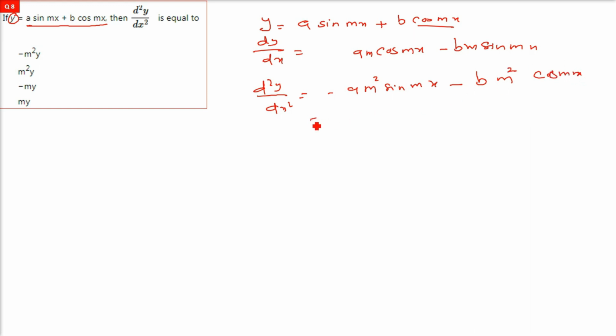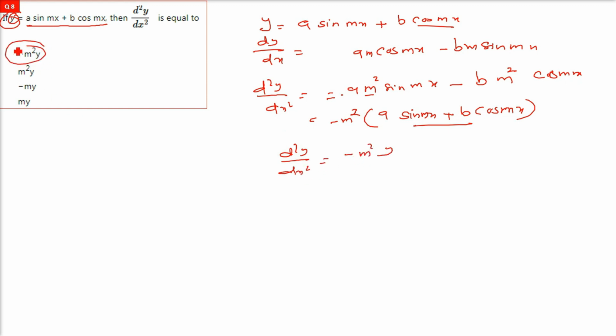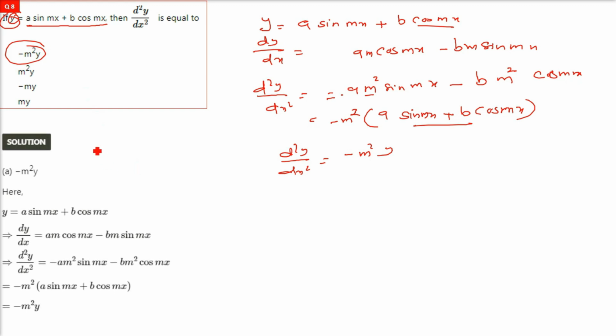So what we will do here is we will take negative m square outside. That is common. When you take minus m square outside, it will be a sin mx, because negative we have taken. So a sin mx plus b cos mx will be inside. So what is this? This is nothing but y. So we have d2y by dx2 is equal to negative m square y. So this is your solution. And there are four options. So what you have to choose is the first one.